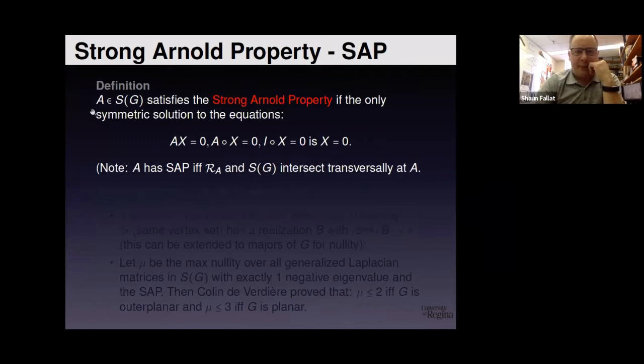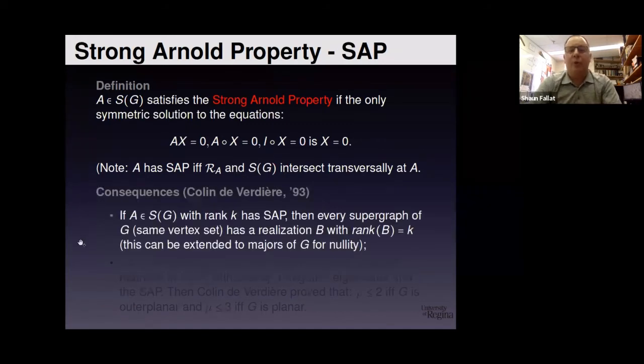The first thing I'll bring up is something referred to as the strong Arnold property. This is a property about a matrix. A matrix A satisfies the strong Arnold property if and only if the only solution to these three equations is the 0 solution. What this means is precisely that the rank manifold and the pattern manifold will intersect transversally at A. That is, if the only solution to this list of equations is X equal to 0, I have my desired transversal intersection for these two manifolds.